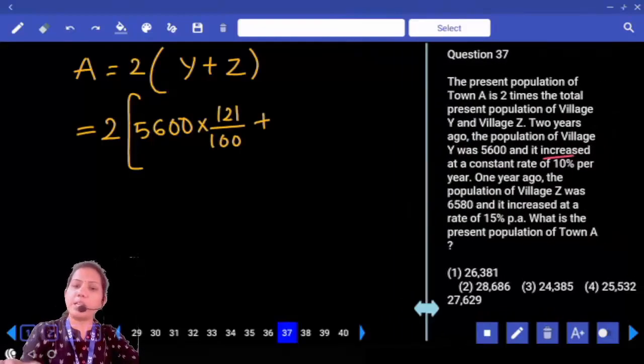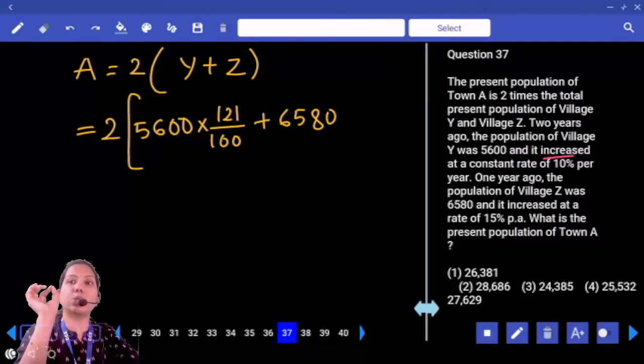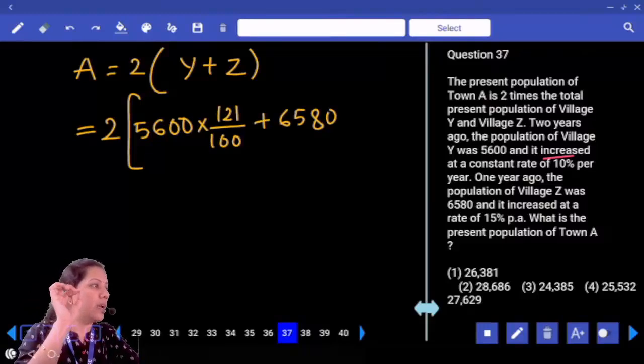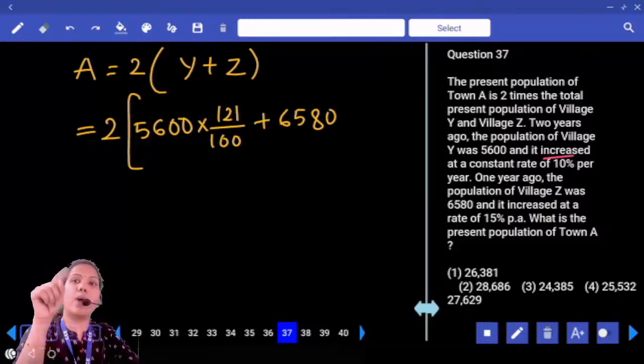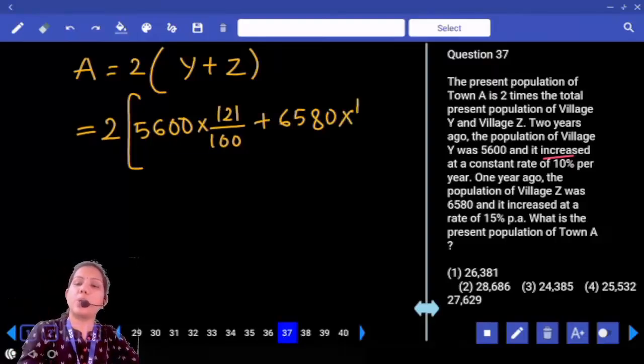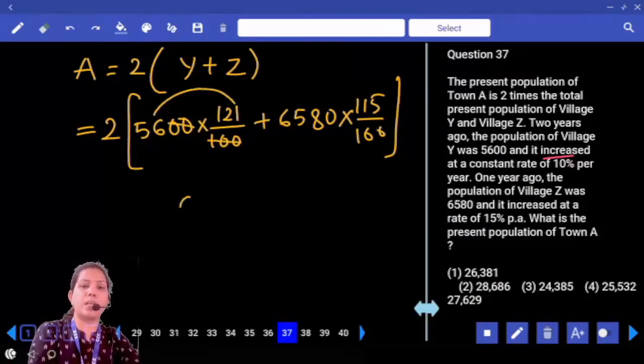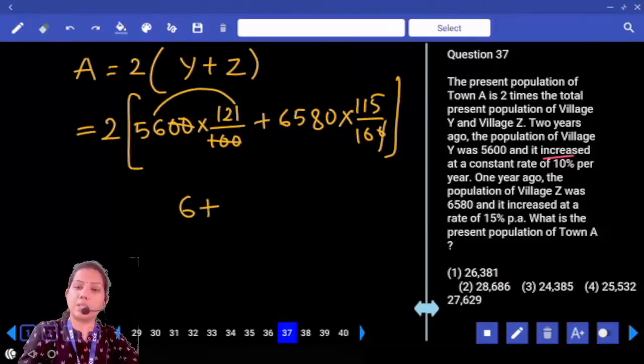And the Z population is 6580. This is how many years ago? The question is clear. 6580 is the population 1 year ago, only 1 year ago. And it is increased by 15%, so it is 115 by 100. Unit digit calculation, the zeros cancel. What is 6 into 1? 6, and zeros cancel.